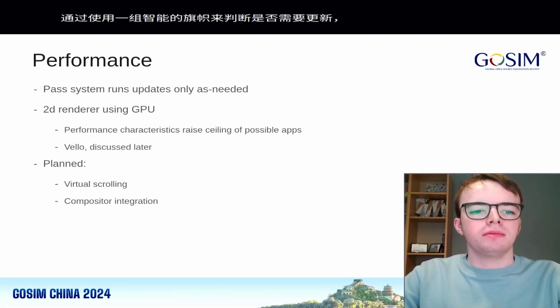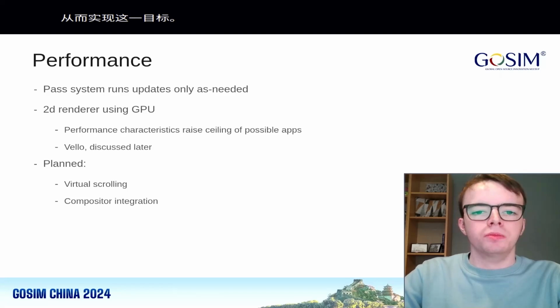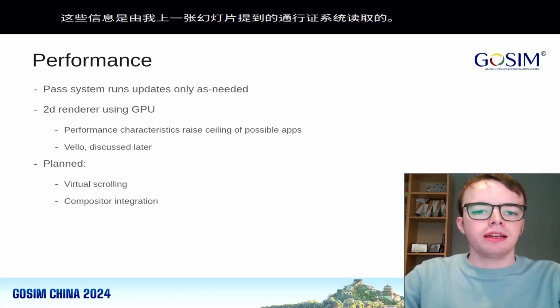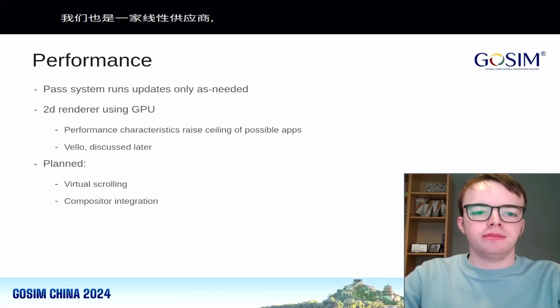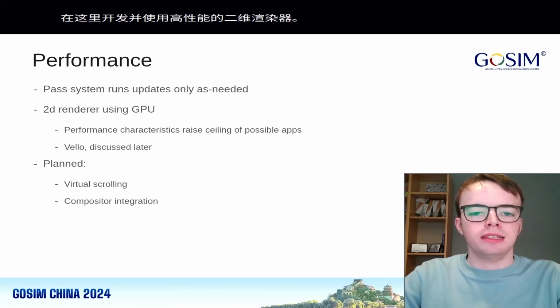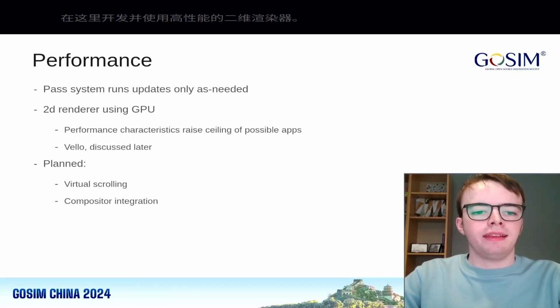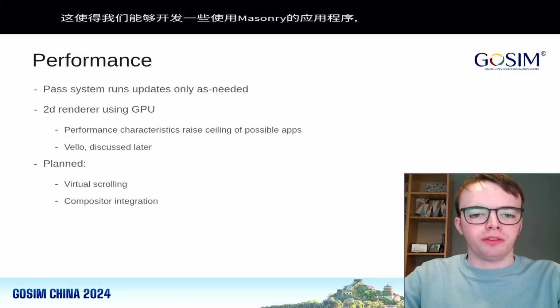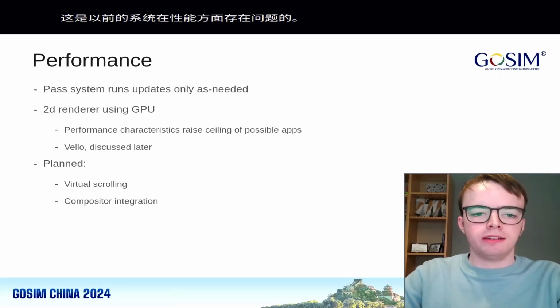We also, so we here being Linebender, develop and use a high-performance 2D renderer. This has enabled us to develop some applications using Masonry which prior systems have had performance issues with. The main example that uses this is the example using variable fonts with animated parameters. I will discuss this renderer further in a few minutes.